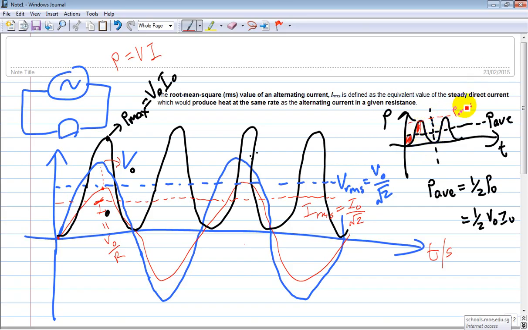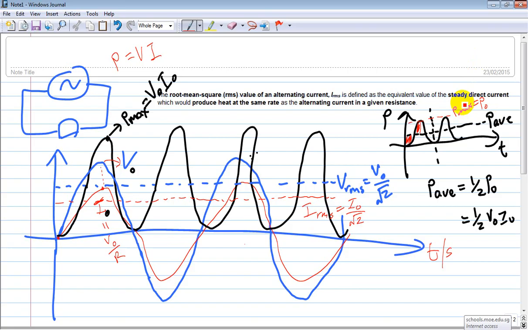So if I want to take average power, basically I want to make this curve look flat. To make this curve look flat, I take this area and dump it here, and I take this area and dump it here, and that gives me average power. And since this is symmetrical, my average power is clearly half the maximum value, or I call this P0.